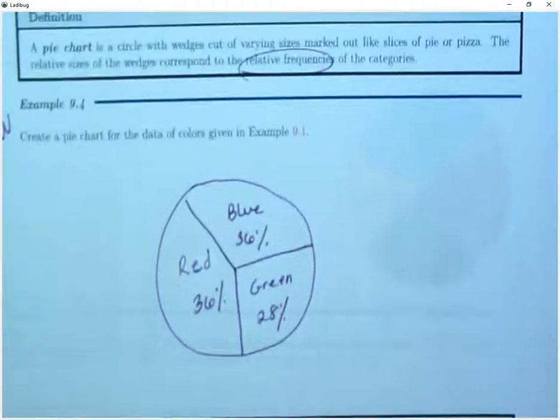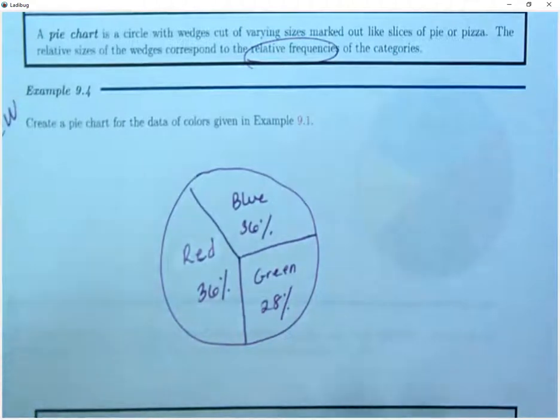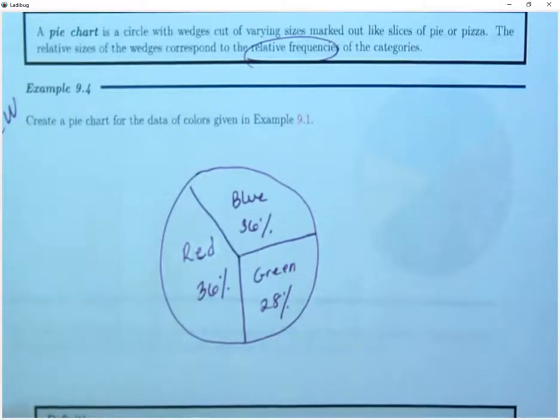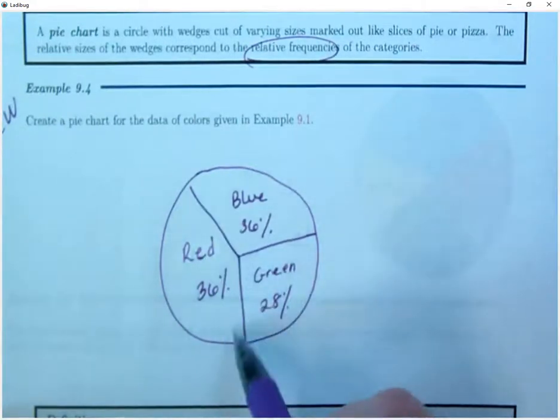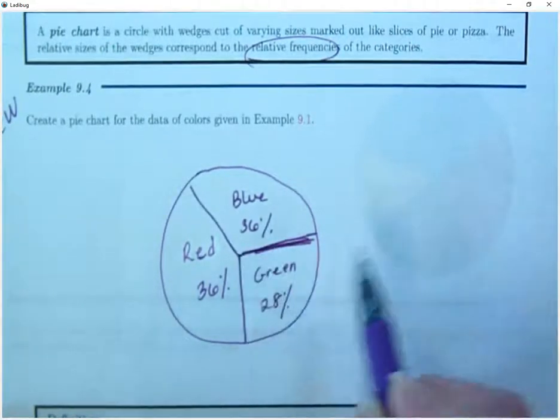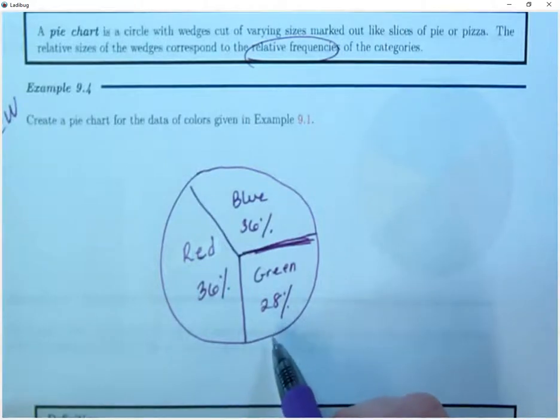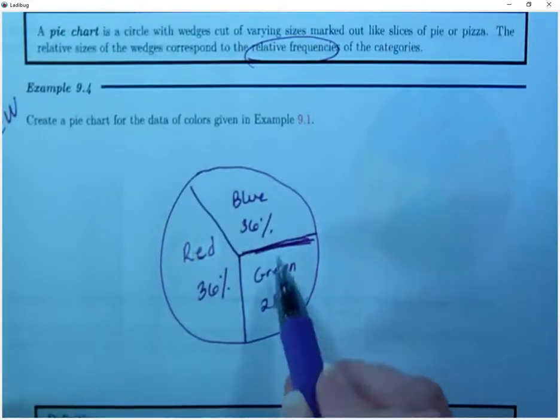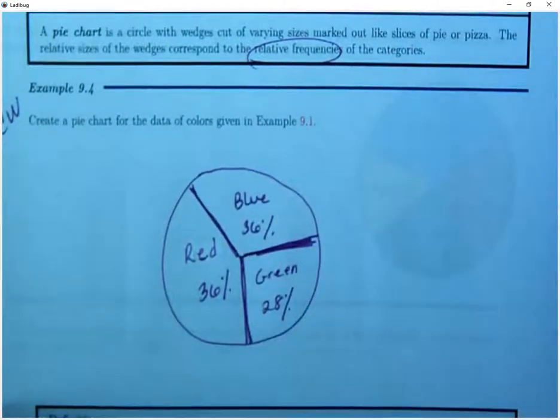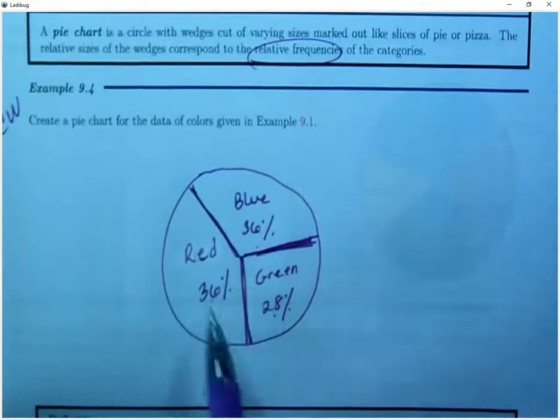Simple as that. This one, the pie chart, just do your best. I mean, obviously, I didn't use a compass or anything, but that's fine. If you have a circle shape, you can use that if you like. But what I tried to do is just keep these the same size, the blue and the red. Not looking too perfect, but the green should be just a little bit smaller. And again, it doesn't have to be perfect. Just want you to see the difference. So you do want to write the percentages in there.